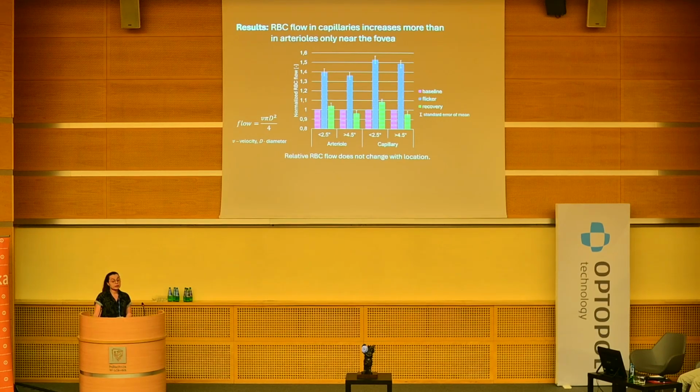The last part of what we did, we calculated the normalized RBC flow. And as I showed in the previous slide, there's no significant change of lumen and RBC velocity caused by flicker and measured location. Here also, the statistical analysis showed that relative RBC flow does not depend on location or vessel type.